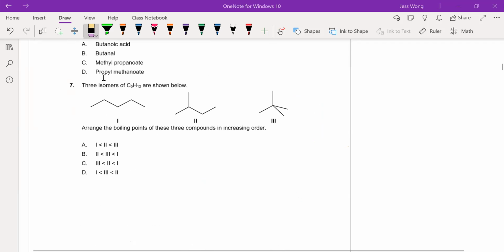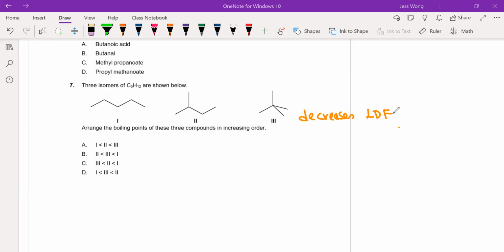Question 7. Now, question 7 is about boiling point. I'm looking at them and they have the same molecular weight. So this question is clearly about surface area, straight chain versus branching. When there's branching, it actually decreases the London dispersion force, so it will be weaker. So the one which has the highest boiling point must be the one that has the least branching. So the answer is C.